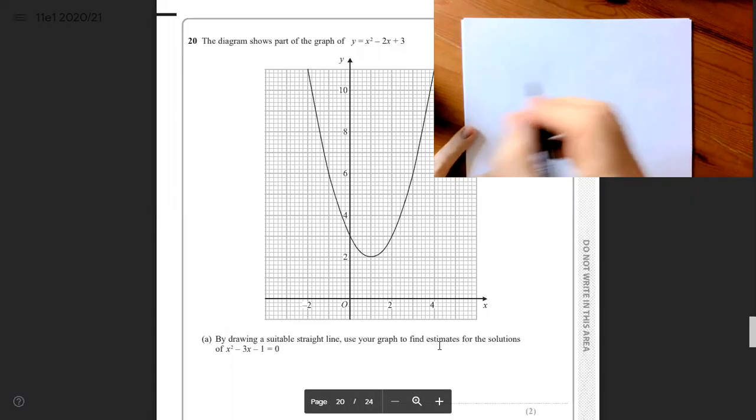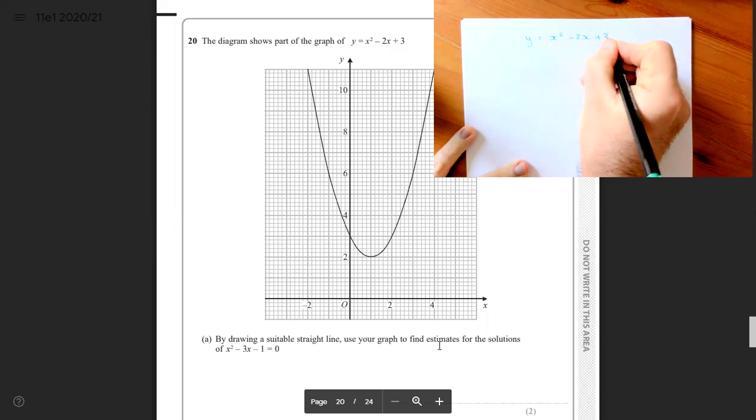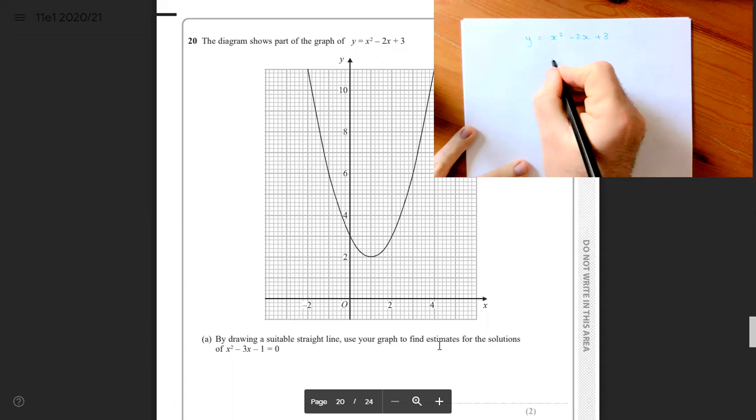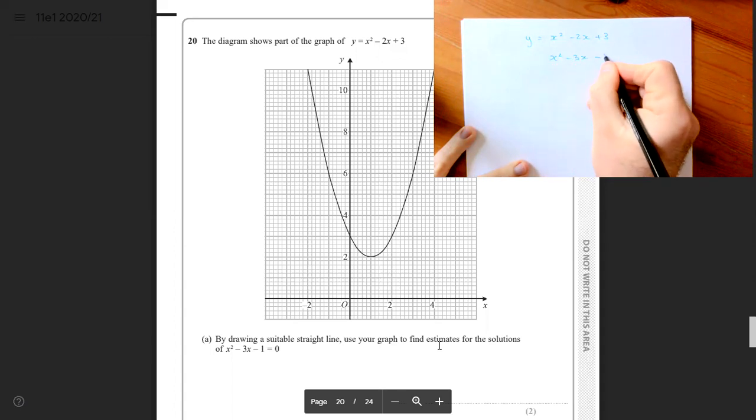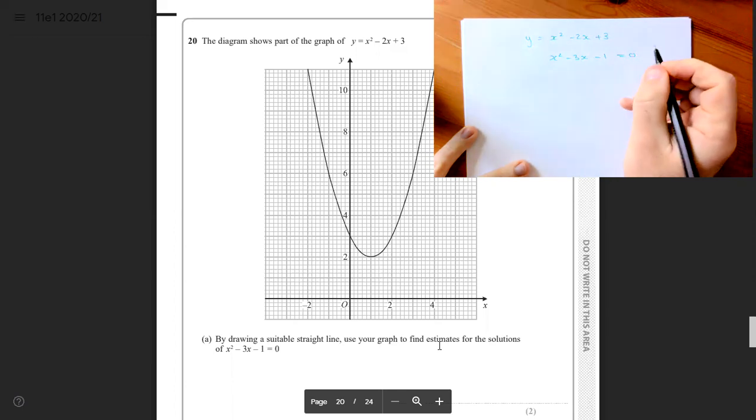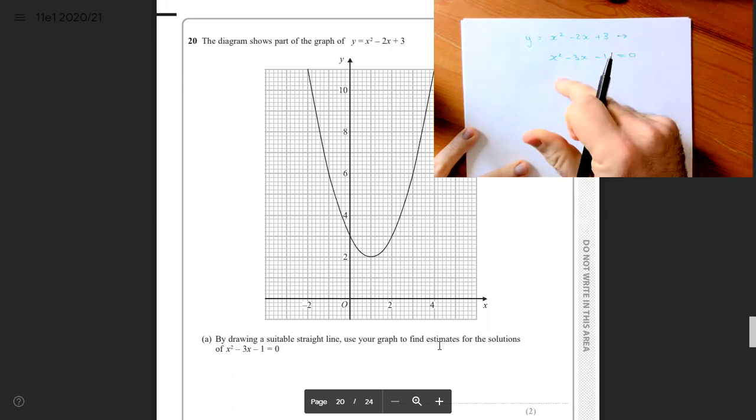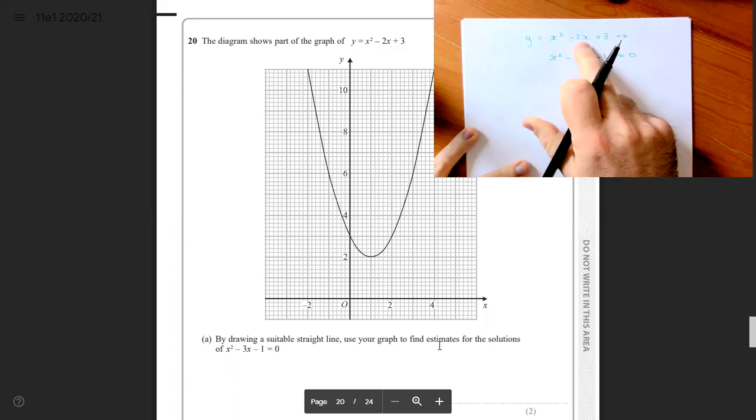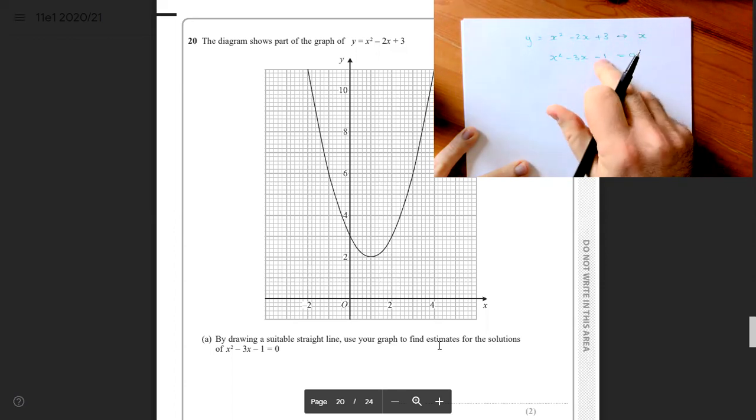Okay, so 20. You've got y equals x squared minus 2x plus 3. And then you're given the graph of x squared minus 3x minus 1 equals 0. Okay, so what would this have to equal here? What would have to make this equal? So when I move it back over, I get to this. So what's the difference between here and here? It's an x.